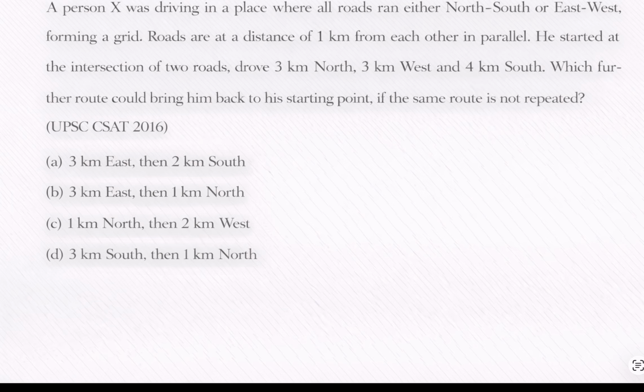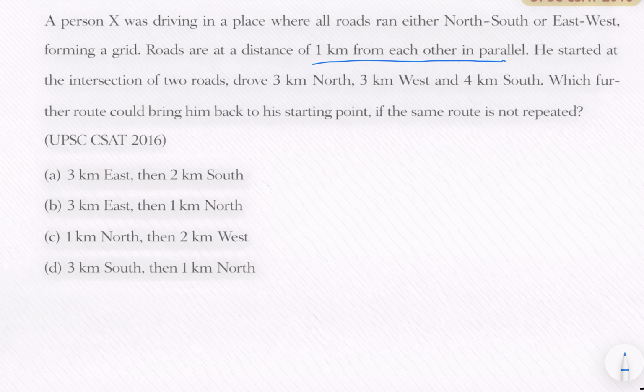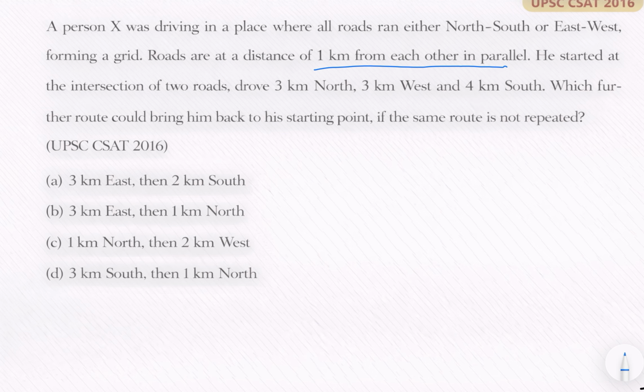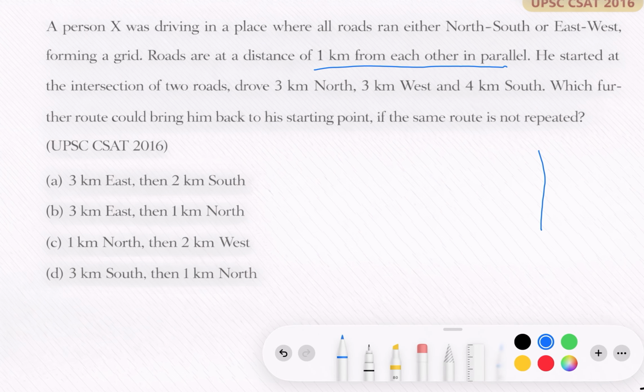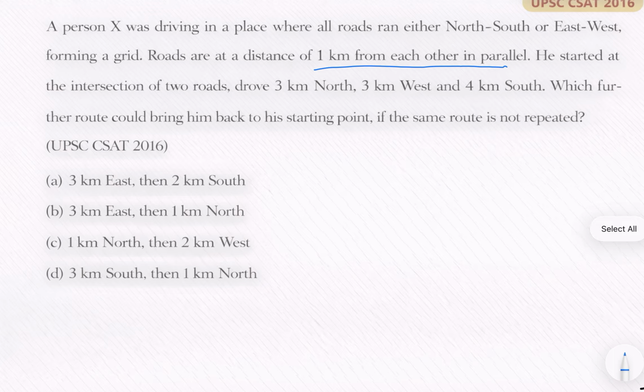A person X was driving in a place where all roads run either north, south or east-west, forming a grid. Roads are at a distance of 1 kilometer from each other in parallel. The roads are in parallel form, with 1 kilometer distance between them, and the roads form north-south direction and east-west direction. So we have one kilometer distance between them.